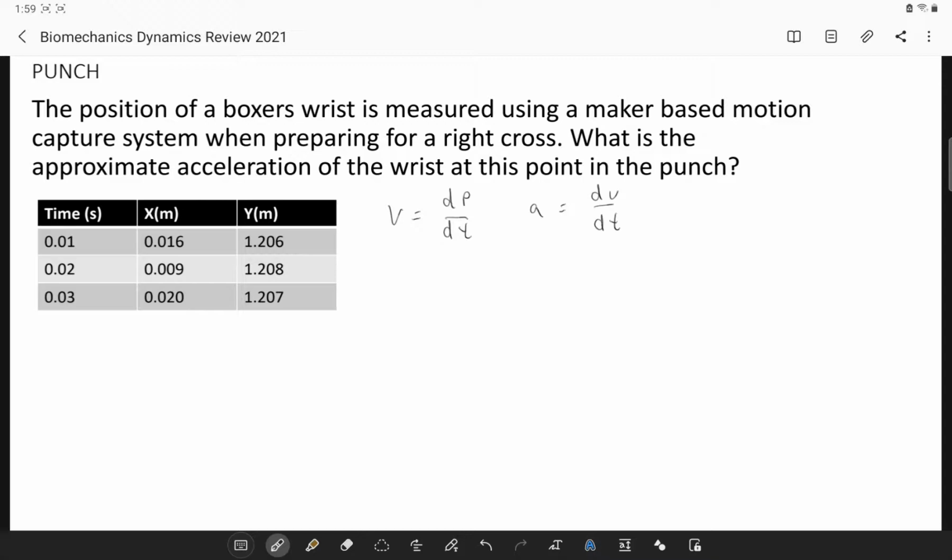So let's start by doing velocity. For our velocity, I'm going to use the forward difference method. So I'm going to put the velocity at 0.01 seconds, and to get this, I'm going to use the future time. Let's write this generically first: position i plus 1 minus position i.